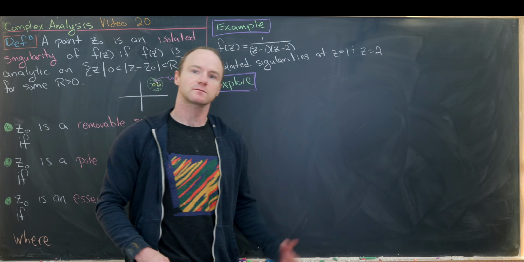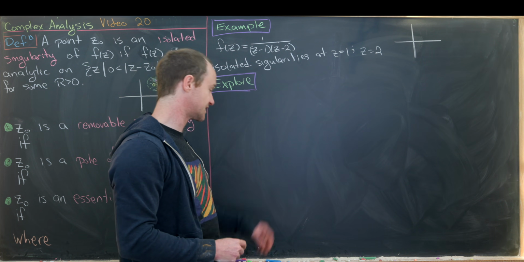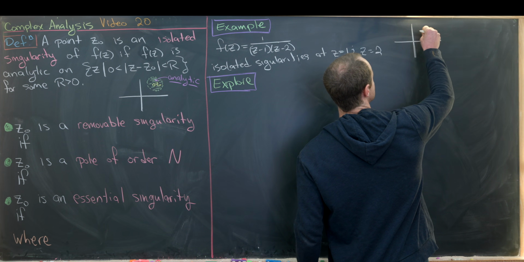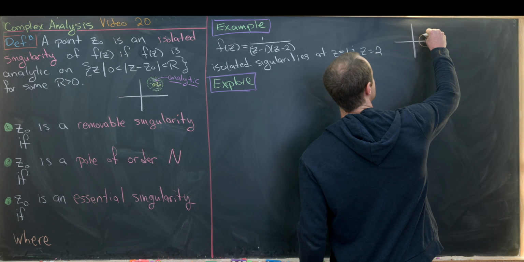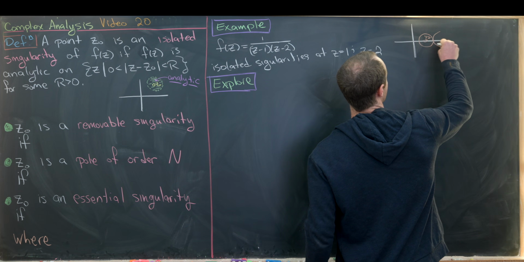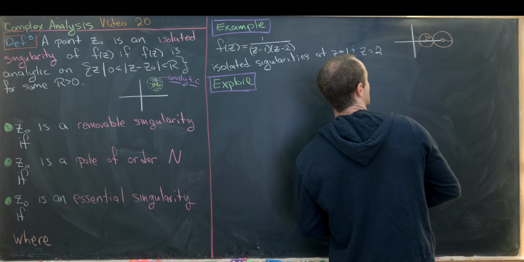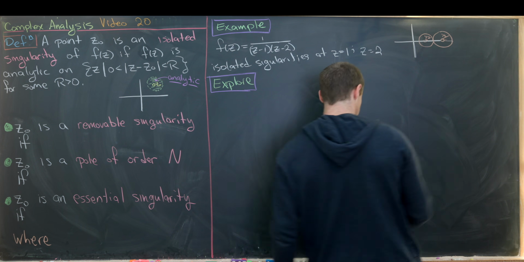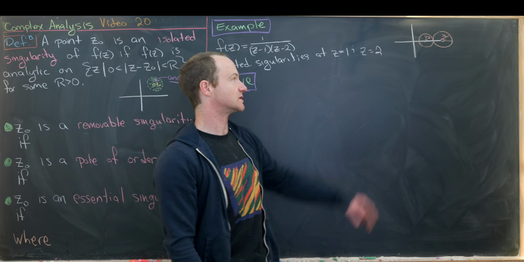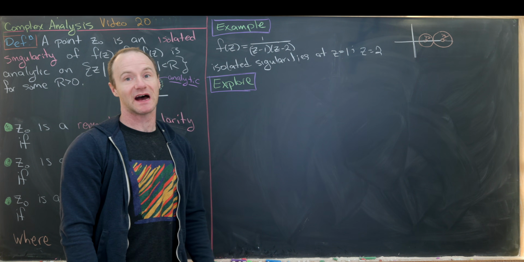Why is that? That's because we can find a punctured disk around each of these points on which this function is analytic. For the case z equals 1, maybe we would take a disk around here with radius 1/2. And for z equals 2, let's take a disk around that also with radius 1/2. Although I think we could take the radius up to 1 for each of those, because all that we need to make sure of is that we don't get up to the other singularity. Okay, so that's an example of a function with an isolated singularity.